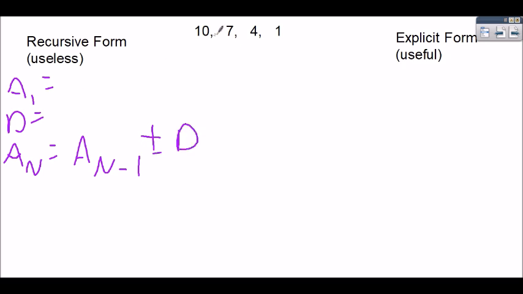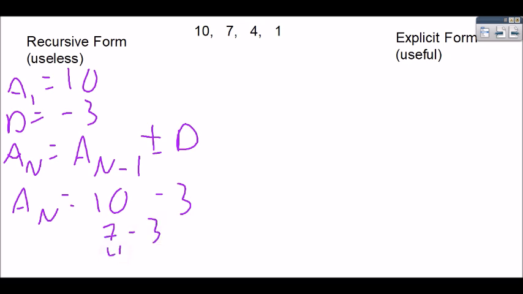So, for example, my first term was 10. My common difference is subtracting 3. So, to find any term, it would be what did I do last, minus 3. So 10 minus 3 gets me to 7. And then from 7, I have to do minus 3, and then 4 minus 3, and so on and so forth. But that's not really useful because that's just me subtracting 3 on my own, and I have to do all of this equation to prove it.